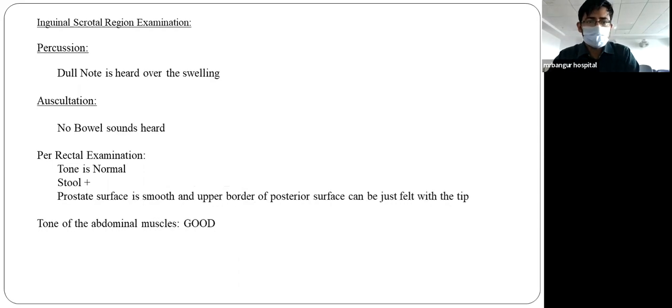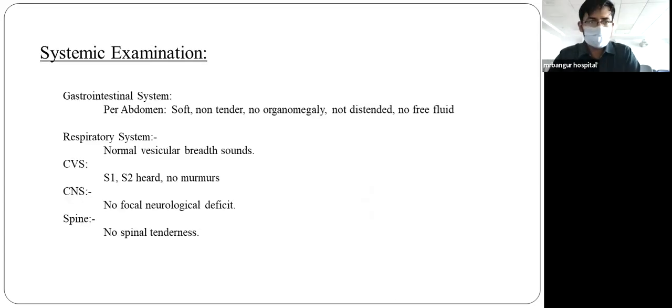Percussion. A dull note is heard over the swelling. Auscultation, there were no bowel sounds heard. Per rectal examination, the tone is normal, stool was present, and the prostate surface is smooth, with the upper border of the posterior surface can just be felt with the tip of the finger. Tone of the abdominal muscles was good.